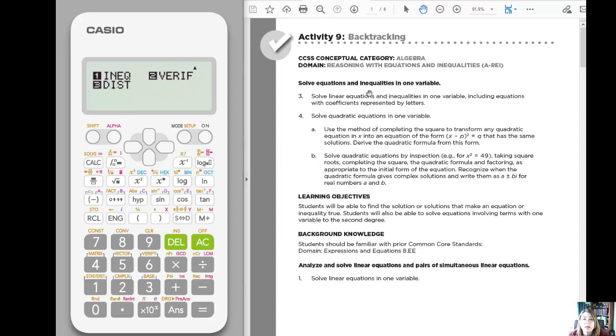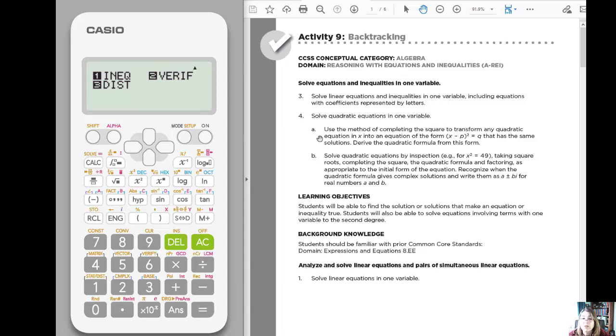Before I get into that, let me just talk about the two activities that I'm sharing. These are free. They're on the Casio education website under free activities. I've chosen just two because I liked the two things I wanted to demonstrate today. So here's the first one, called Backtracking. It's about solving equations and inequalities.